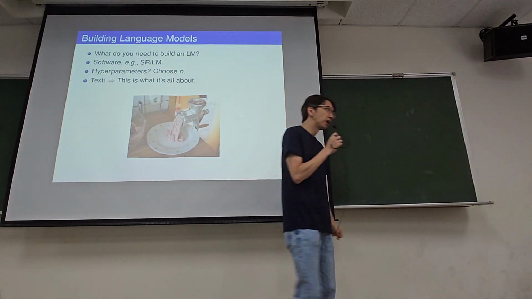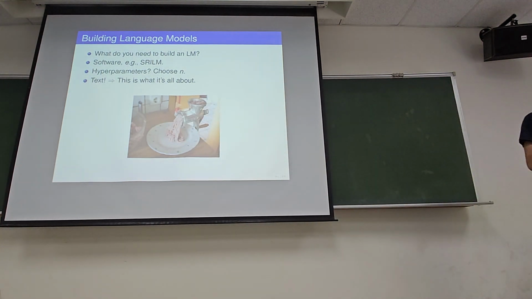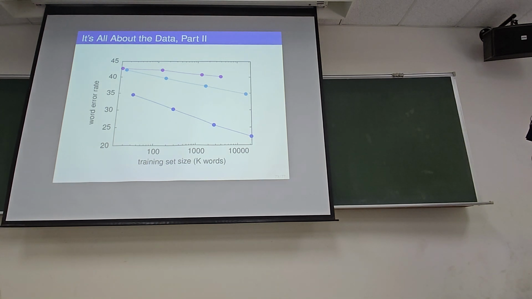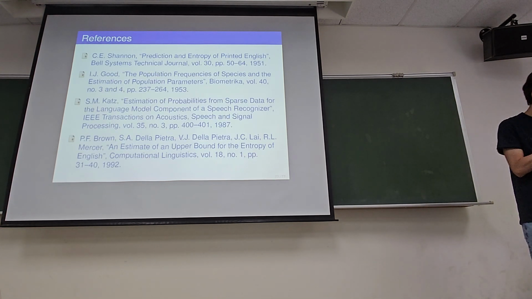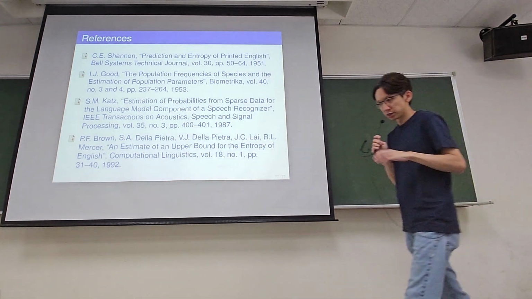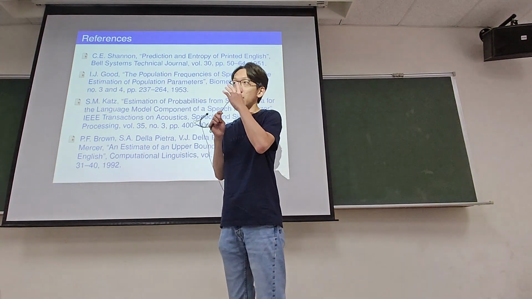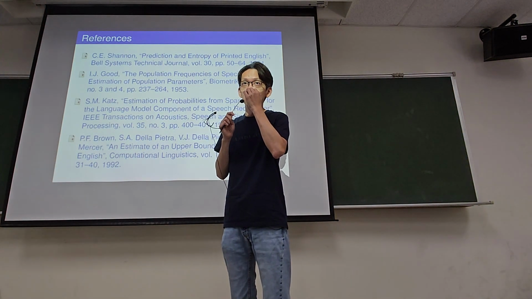Let me see what I have left to talk about here. Yes, it's a lot of data. So here's a plot. If you have more and more data, the word error rate always drops. So that's it. I think we'll stop here. That's a brief overview of the language model.